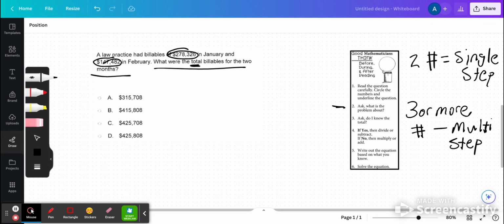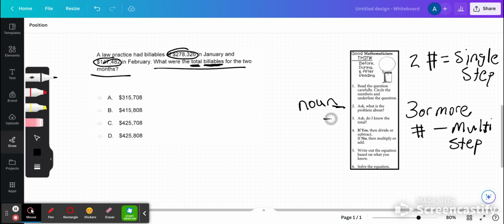So step 2, we want to ask, what is this problem about? So we're looking for a noun. Okay, a person, place, or thing. And that again is in the question. What were the total billables for the 2 months? So our thing is going to be billables. And basically that's money being charged to somebody. Okay, so our problem is about money.